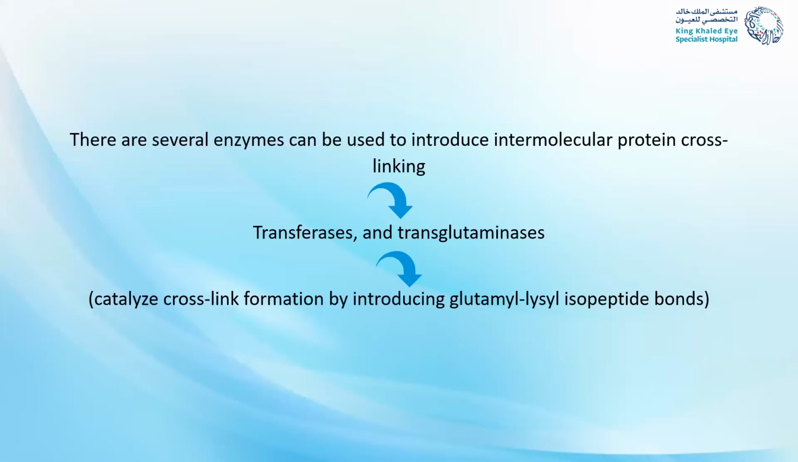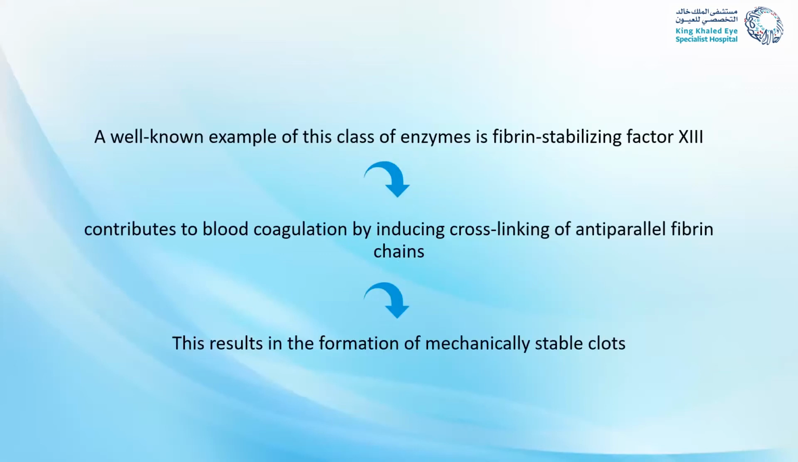I would like to give you, other than the corneal cross-linking that we know, another realistic biological example that happens to all of us. There are lots of enzymes in the body, the transferases, the transglutaminases, and they all induce cross-linking and catalyze formation of lots of molecules. One of them is the glutamyl acyl isopeptide bond. One example of these enzymes is the fibrin stabilizing factor 13. This helps in blood coagulation by inducing the cross-linking of parallel or anti-parallel fibrin chains. What does this mean? It means that when you have bleeding from a wound and you develop that clot, what makes that clot even more mechanically stable are these cross-linking processes and these covalent bonds that form and strengthen your wound, strengthen that clot, just to keep it in place.